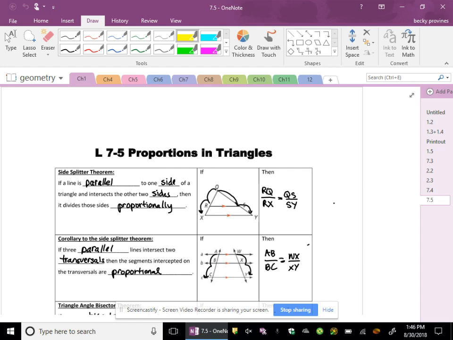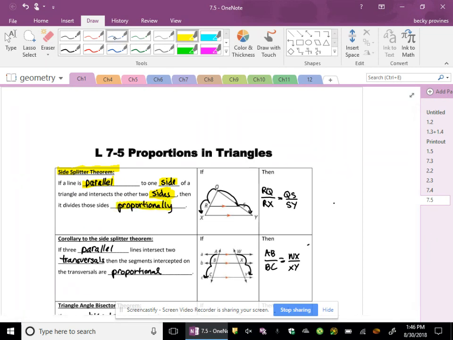Please fill in the blanks with me here. We're going to do the side splitter theorem. So if a line is parallel to one side of a triangle and intersects the other two sides, then it divides those sides proportionally.